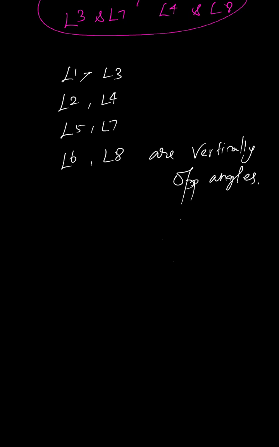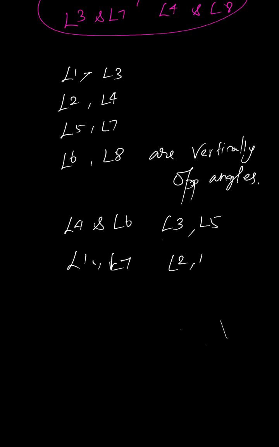So next, what are we going to see? Alternate interior angles. Angle 4 and angle 6 are alternate interior angles. Angle 3 and angle 5 are alternate interior angles. Alternate exterior angles: angle 1 and angle 7, angle 2 and angle 8. These all are alternate exterior angles.